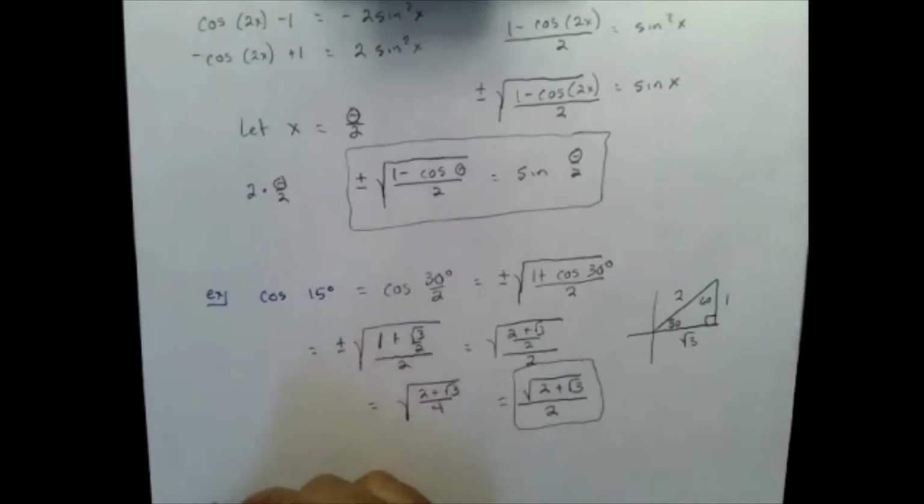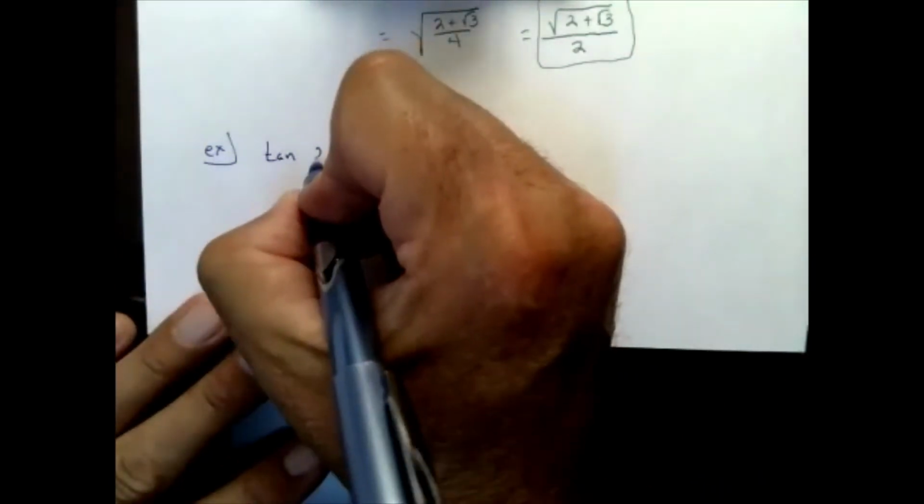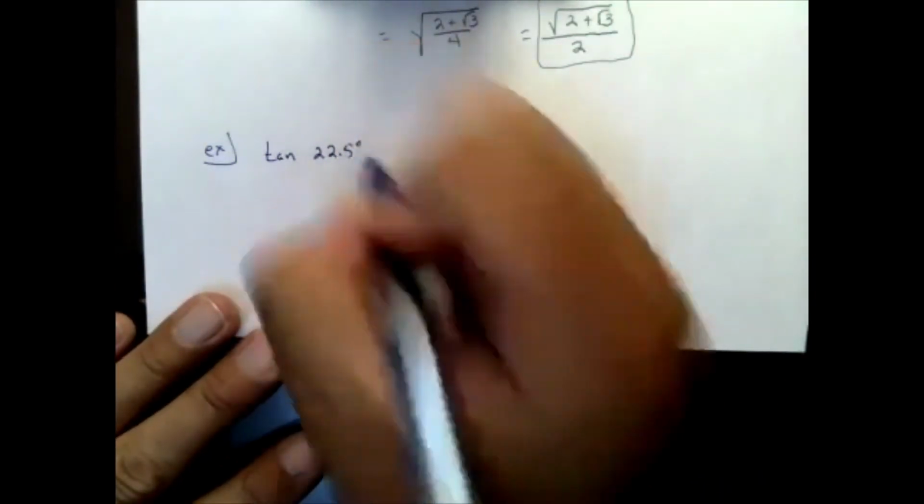Oh, let's get you to try one. How about we do the tangent this time? The tangent of 22.5 degrees.